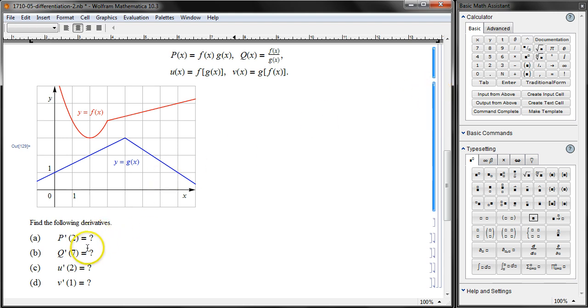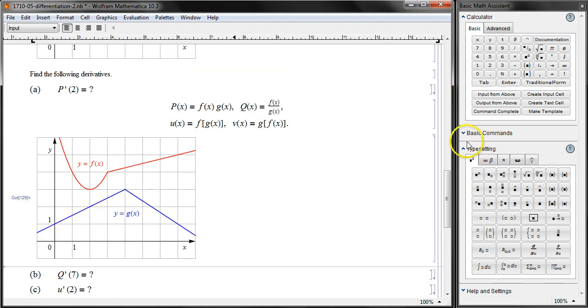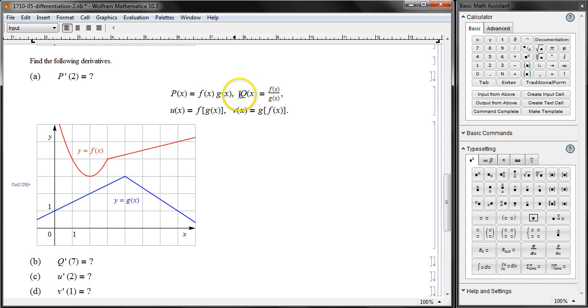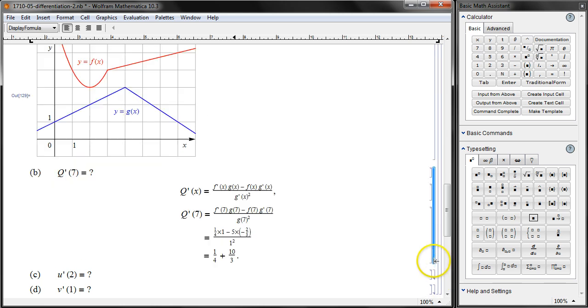How about a quotient rule? Q is f over g, and I want q prime of 7. So find out q prime of x using the quotient rule, and then you'll have to plug in x equal to 7. Here we go.